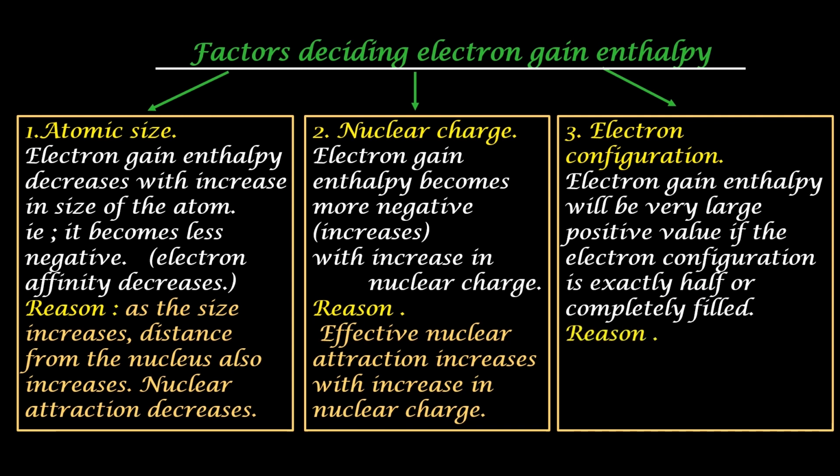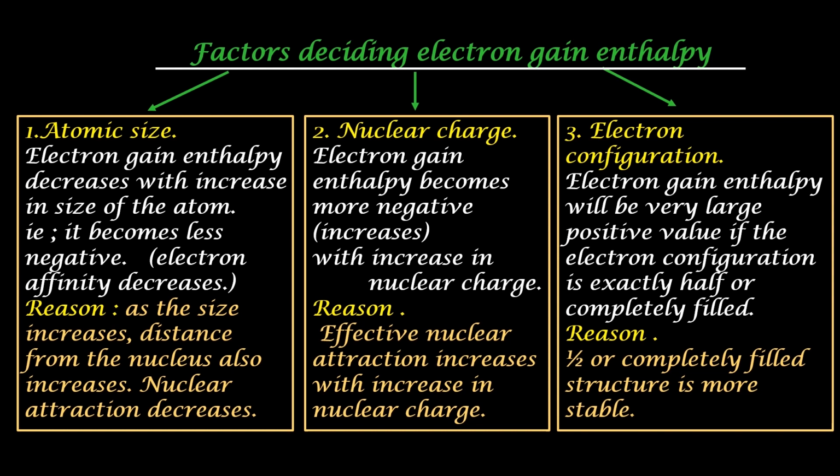The reason for this is that half-filled or completely filled electron configuration for the outermost shell gives extra stability for the atom. So the electron gain enthalpy of a particular element in the periodic table will be decided by all these three factors simultaneously. Or the trend of electron gain enthalpy in the periodic table depends upon the combined effect of all these three factors.